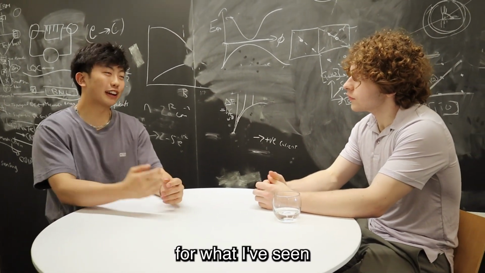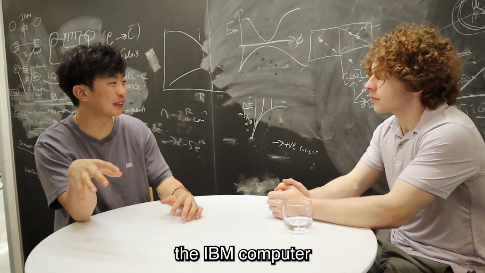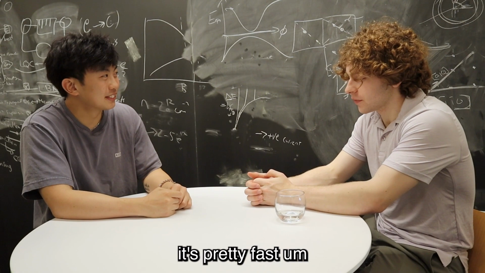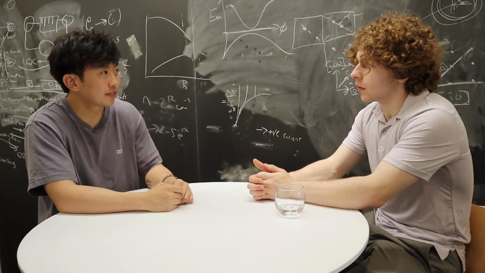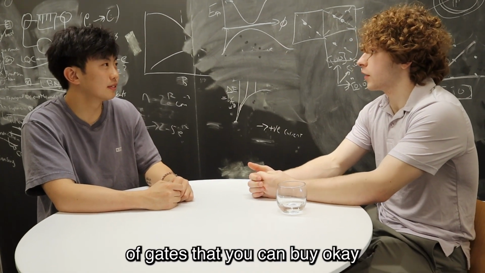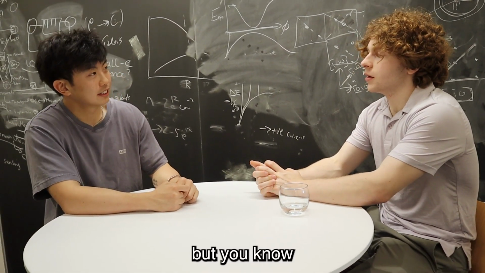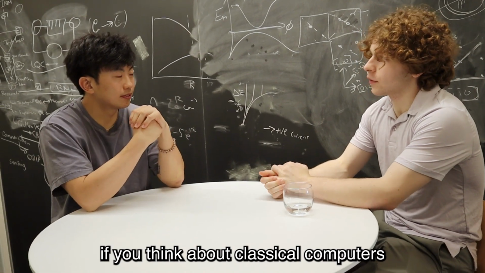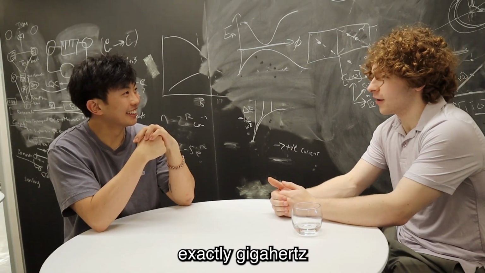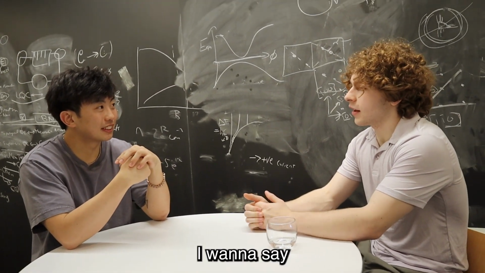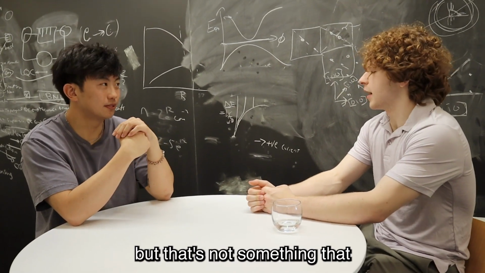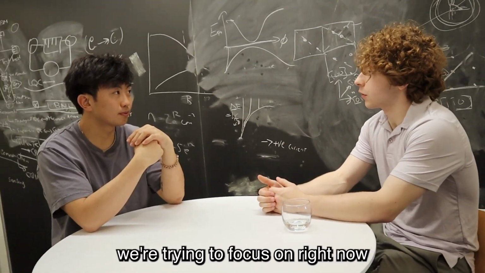From what I've seen on my circuits, I run on the IBM computer, it seems pretty fast enough. Yeah, it's pretty fast. It's definitely thousands to millions of gates per second that you can apply. But if you think about classical computers, they're doing more than that. Clock speeds are really, really fast. Exactly, gigahertz. So I want to say that we're in the megahertz regime right now, and we're trying to push to gigahertz, but that's not something we're specifically focused on right now.